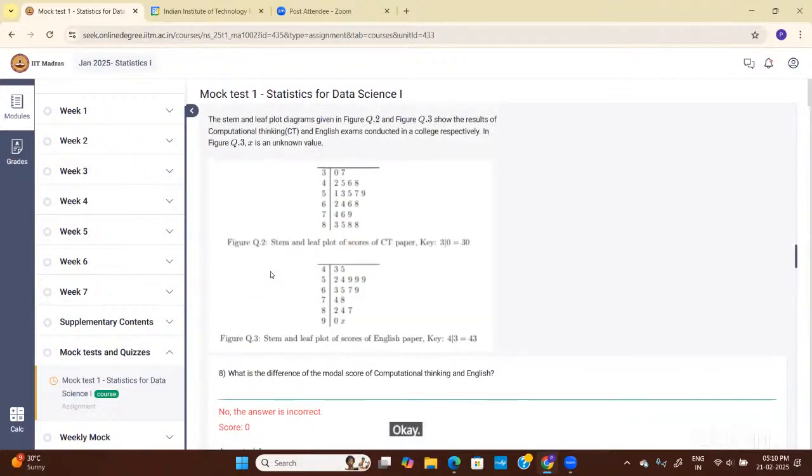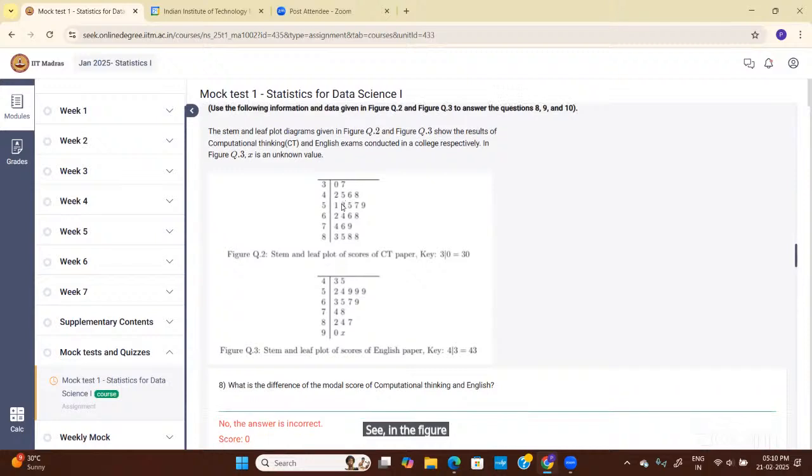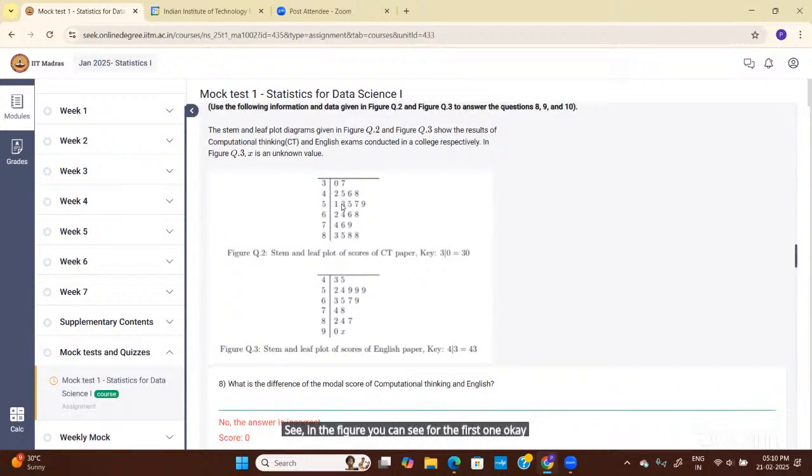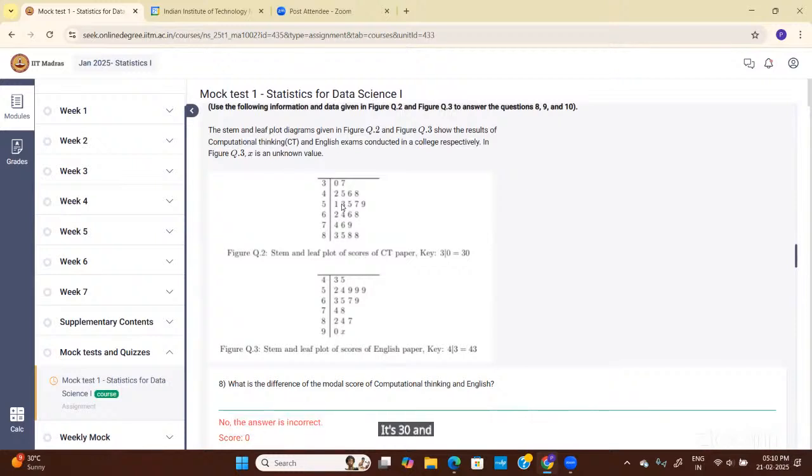Do you know how we interpret a stem and leaf plot, as you went through in the lecture? Yeah, ma'am. Can you show us, ma'am? See, in the figure, for the first stem and leaf plot, can you tell me what the data points are here? It's 30 and 37, then 42, 45, 60, 46, and 48.